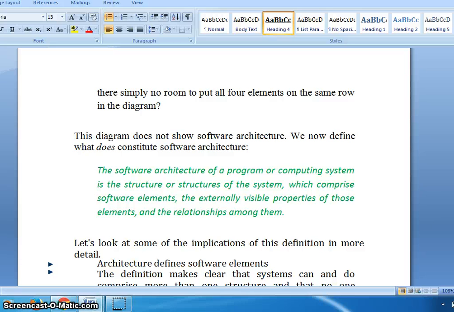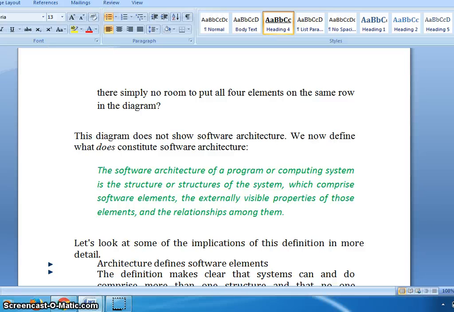Some properties are visible and some properties are invisible. Properties like how to provide security and privacy to the software are invisible, and externally visible properties are like how to operate the software and the different guidelines that will be provided. These are called externally visible properties of the elements. Also we can see the relationship among them, how they are interrelated with each other. So this is the actual definition given in the syllabus.